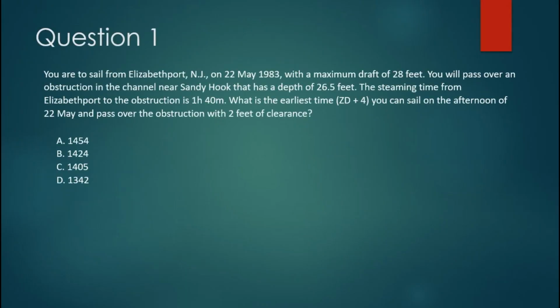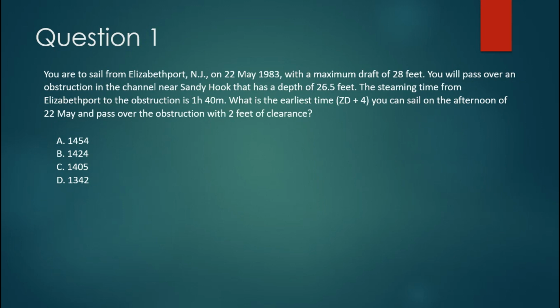Okay, so if we take a look at question 1 here, it tells you you're sailing from Elizabethport, New Jersey on 22 May 1983 with a maximum draft of 28 feet. You'll pass over an obstruction in the channel near Sandy Hook that has a depth of 26.5 feet. The steaming time from Elizabethport to the obstruction is 1 hour and 40 minutes. The question wants to know what is the earliest time, zone description +4, you can sail on the afternoon of 22 May and pass over the obstruction with 2 feet of clearance.